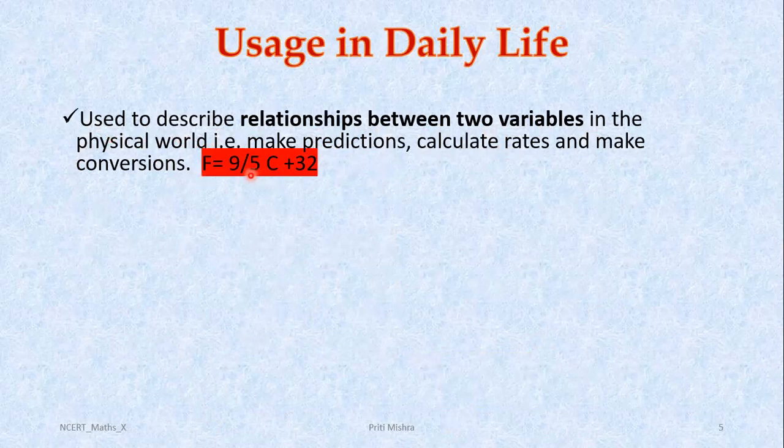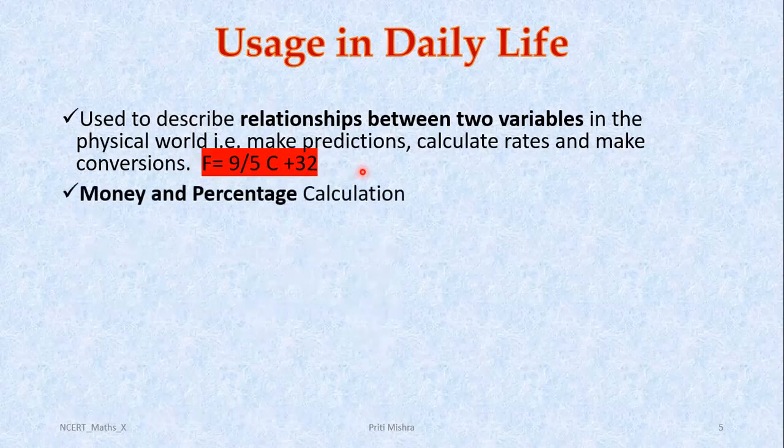You can see here, I have shown you one formula which is related with the two variables. F is equals to 9 upon 5c plus 32. This is a relation between two variables, Fahrenheit and Celsius. With the help of this relationship, you can convert any temperature available in Fahrenheit in degrees Celsius or temperature available in degrees Celsius into Fahrenheit. So this is one of the best use of these equations. Another use we can have in money and percentage calculations.